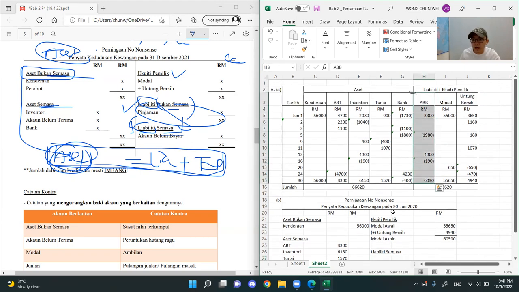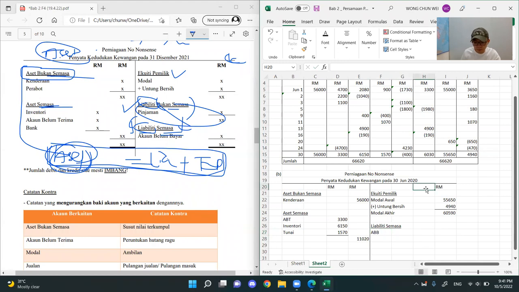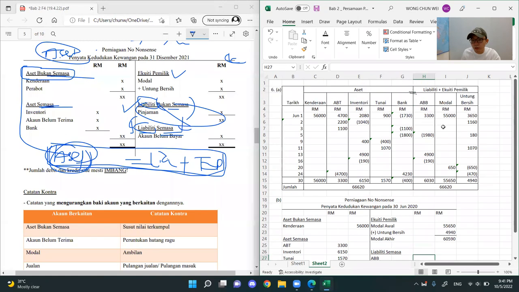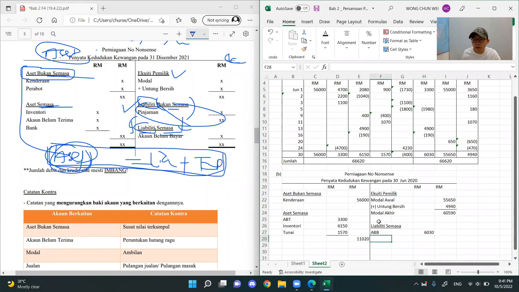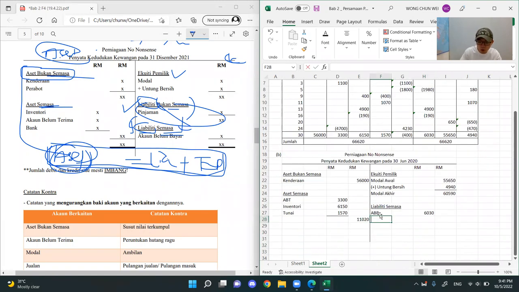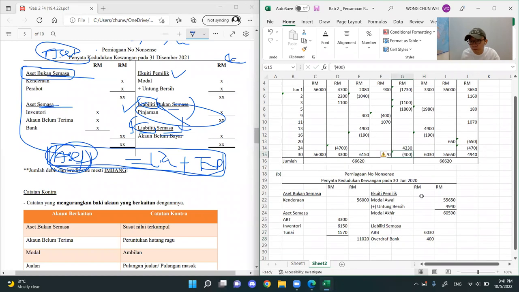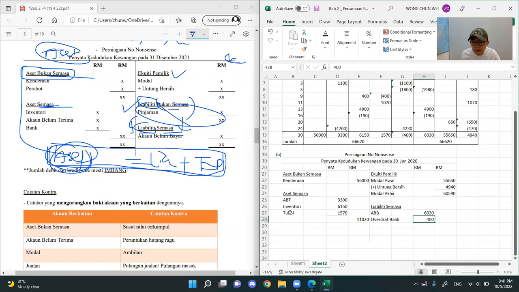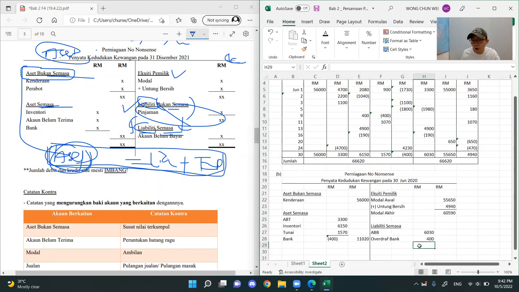Okay, so for liability semasa, you got ABB, account belum bayar, which is 6,030. And then lastly, don't forget about your bank, your overdraft bank. Okay, so you write overdraft bank, 400. Now here you don't have the minus, because you come to here, it becomes minus. I mean, sorry, your minus here in the asset. So when you come to the liability side, it becomes positive because overdraft bank itself is minus. So we know that in liability, this is 400. Okay, unless you want to put bank here, then it will be minus 400. So it's either you're minus 400 like here as a bank, or overdraft bank 400 here.